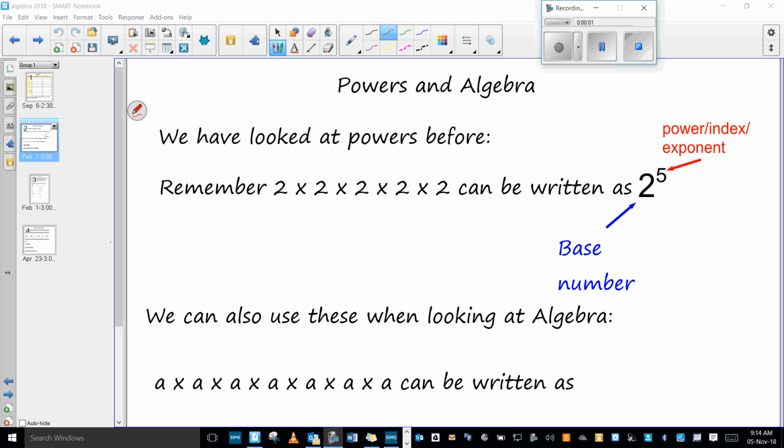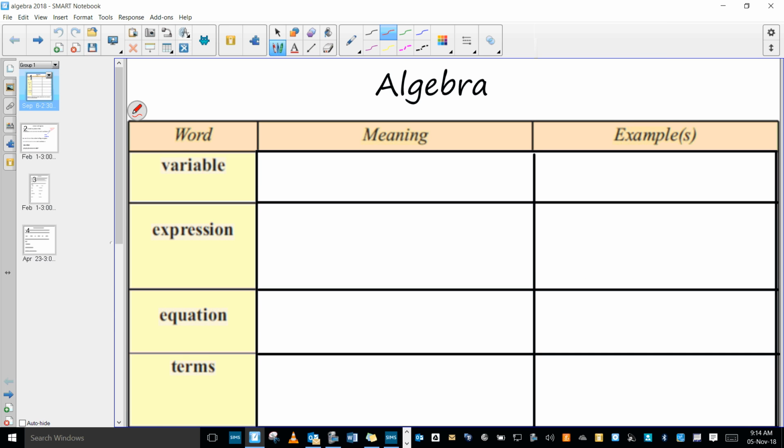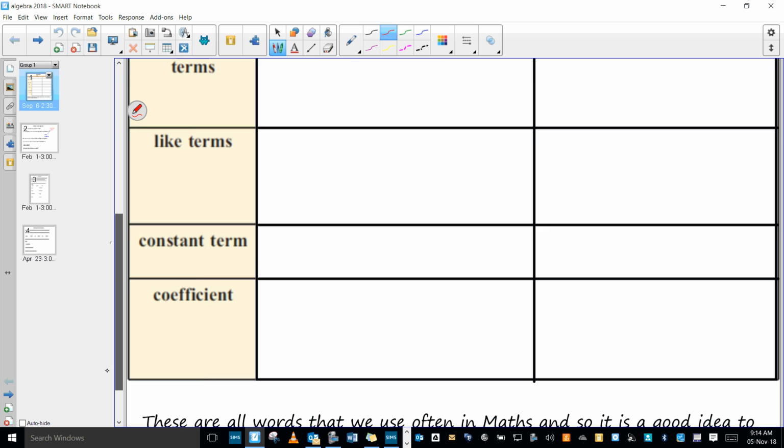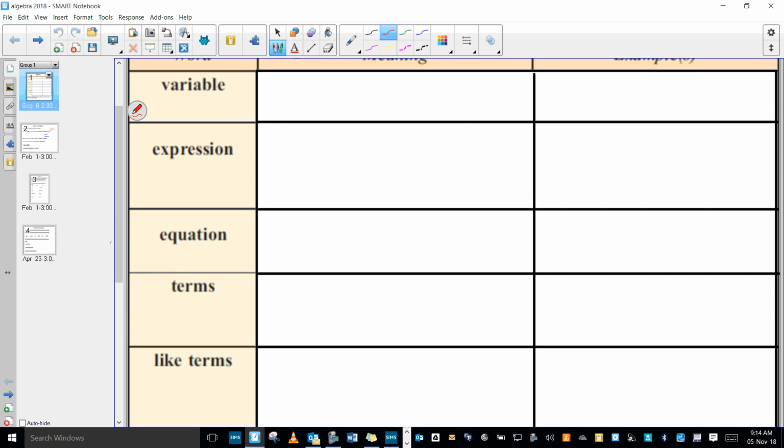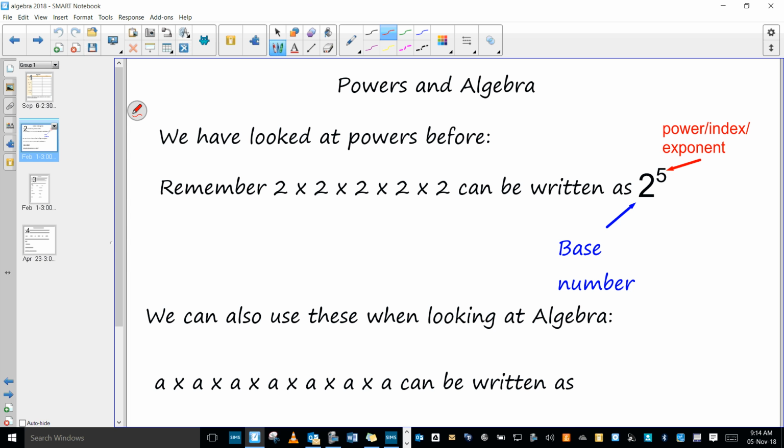Different terms, or the fancy pants words that we're going to use. So you've now got official definitions of those. We're now going to look at powers and algebra. So, you should have looked at powers before, probably in Year 7.